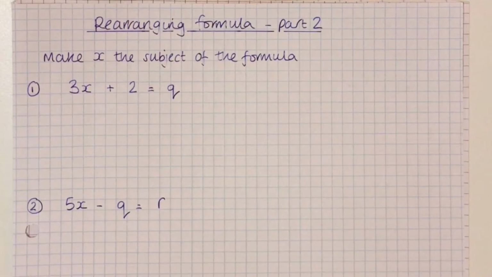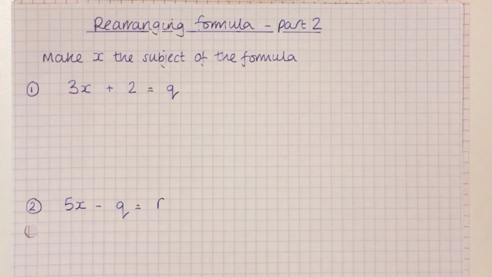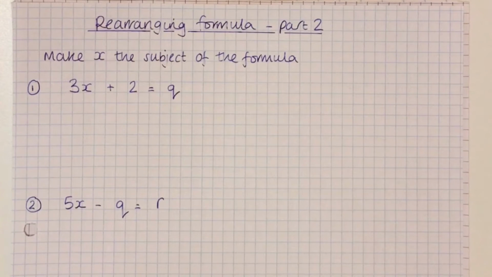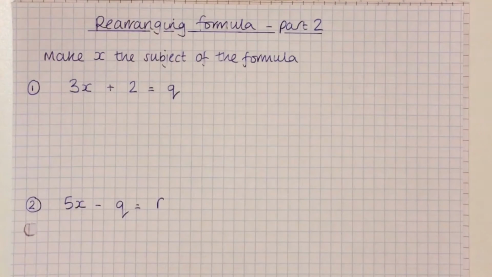What we're going to do today is look at part 2, which is where you have to do two things to get the letter that you want on its own. We're going to be looking at rearranging these formulas so that x is on its own. This is exactly like solving a normal equation, like it was last time, except we've just got letters. Some of it has got numbers, but essentially we're not going to figure out an actual answer at the very end. That's the point.